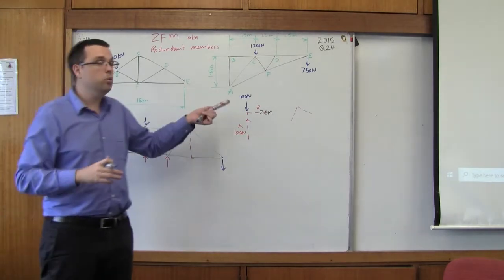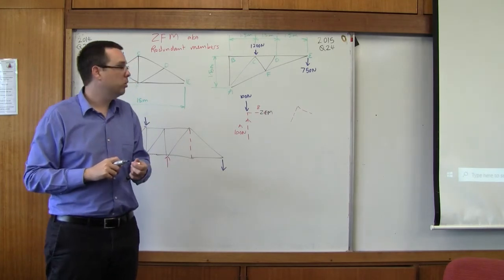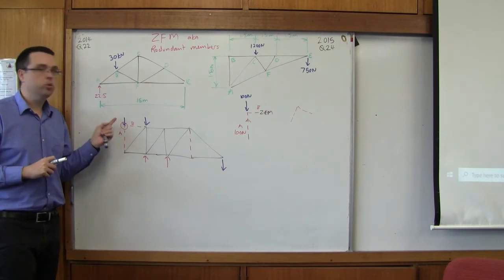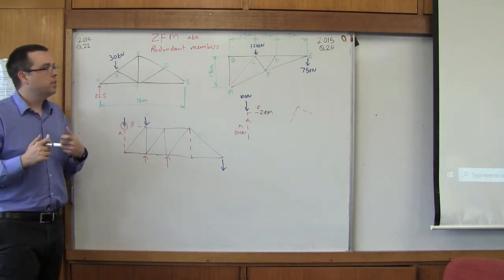If this was diagonal, in that case, it doesn't need to be redundant at all. Both of those members could be non-redundant. But that's what we're looking at here, is that when we apply a force to a corner, suddenly it's not redundant anymore. That's our first situation.